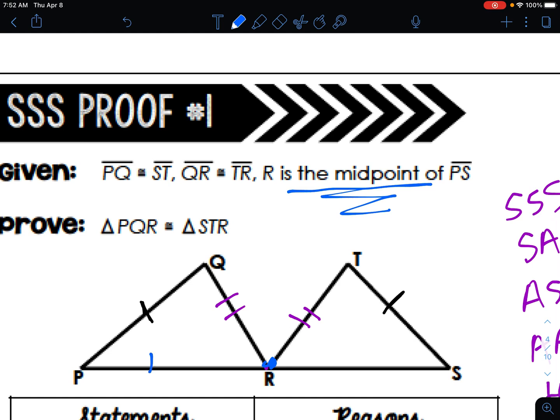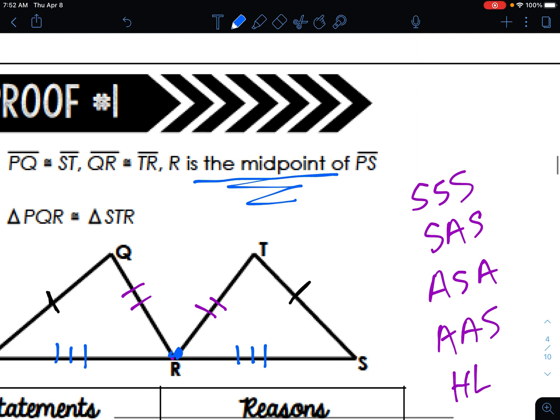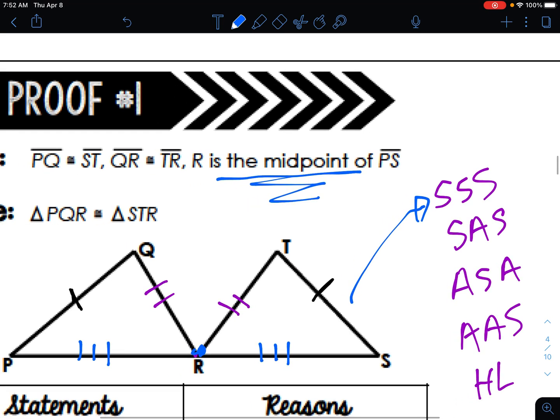Right? So R is smack dab in the middle of P and S. So that means PR and SR are the exact same length. So right now, we didn't set up a two-column proof, but we just reasoned our way through a proof, because which one of the five is it? It is side, side, side. Right? We have three sides of one marked up with three sides of the other.